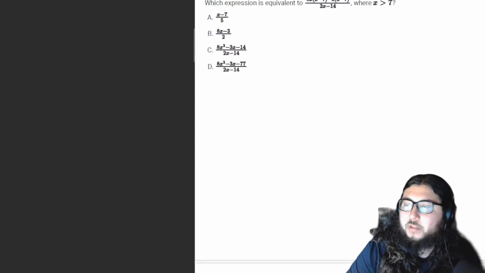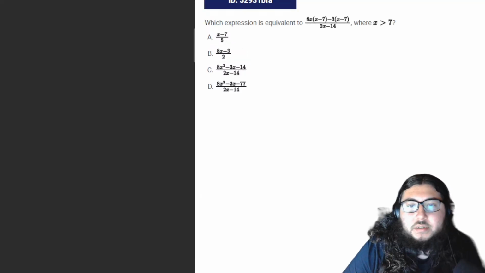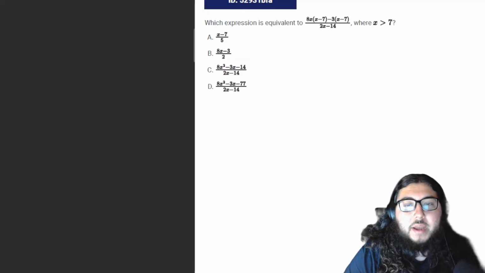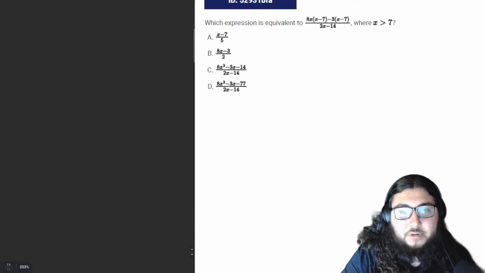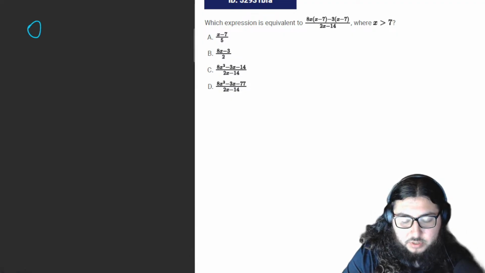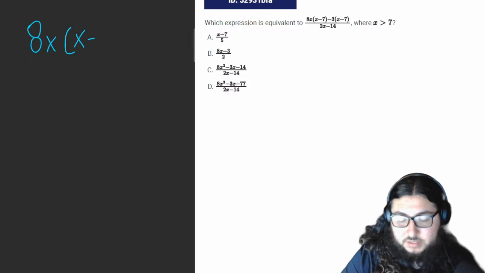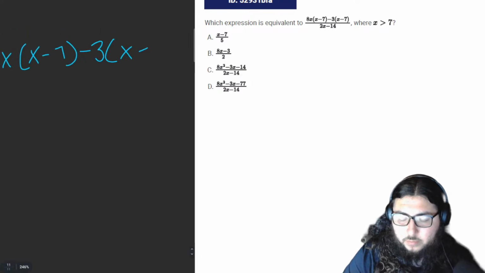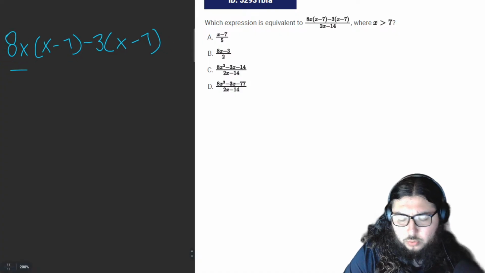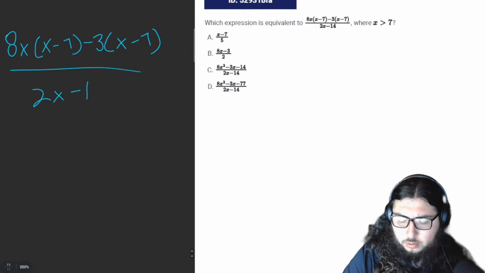Which expression is equivalent to this? Oh, you can't see it. This expression right here, where x is greater than 7. Well, this is pretty easy, actually. You'll notice 8x times x minus 7 minus 3 times x minus 7, and wait a second, 2x minus 14.